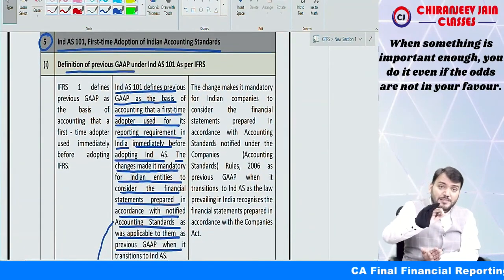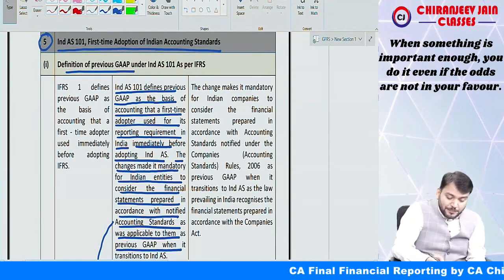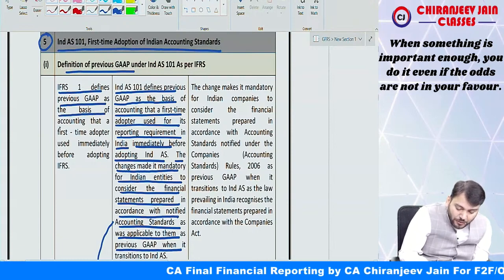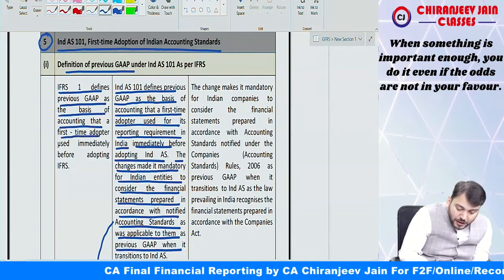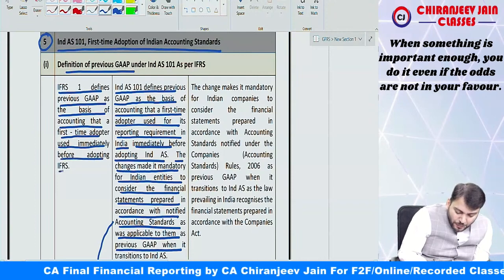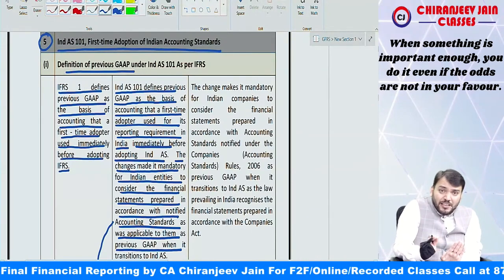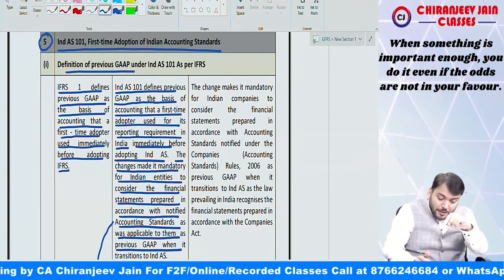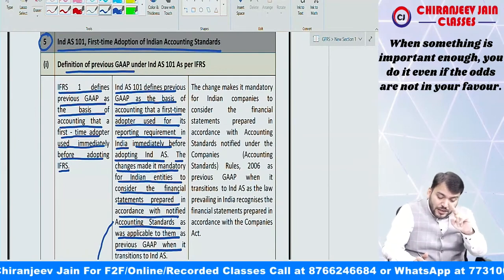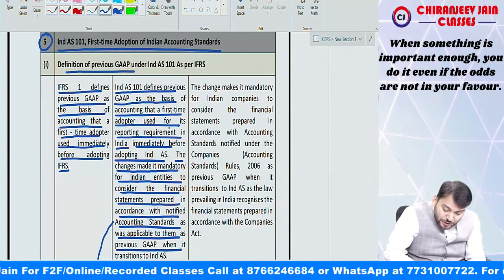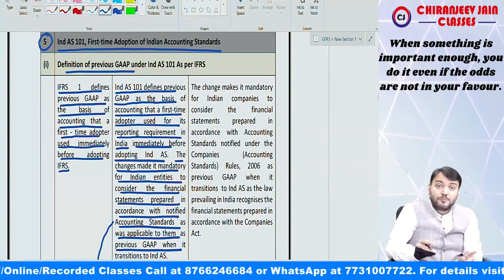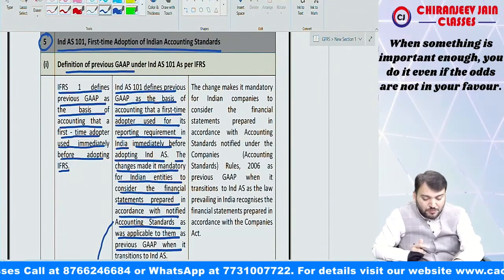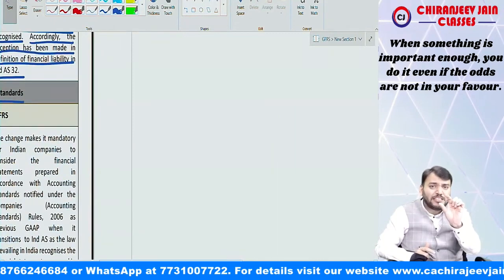As per IFRS 1, what they have said is that IFRS 1 defines previous GAAP as the basis of accounting that the first time adopter used immediately before adopting IFRS. They have not said the word India. In Ind AS 101, they have added one phrase. What is the phrase? Which was used for reporting requirement in India. That phrase has been used. Why has this phrase been added?